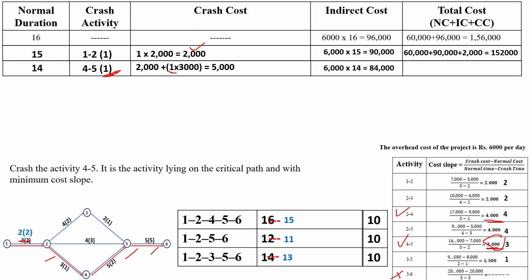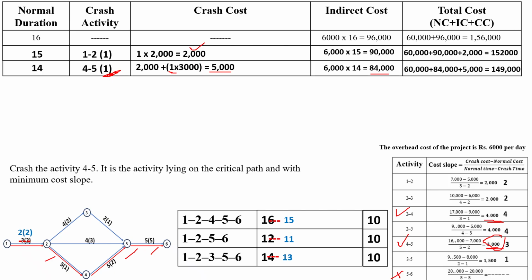Now the total cost will become the normal cost, 60,000, plus indirect cost, 84,000, plus crashing cost, 5,000. Then 60,000 plus 84,000 plus 5,000 is equal to 1,49,000.